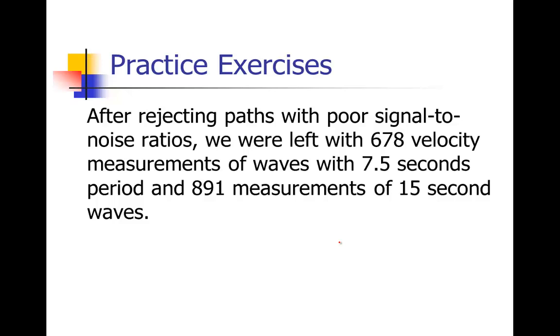So there's a few things we can get rid of here. After rejecting paths we were left with... Well, this might be one of those instances where we want to just get rid of the "we" altogether and just say what happened. It's a judgment call, but it makes for a somewhat long subject. I don't think it's bad if we just said "rejecting paths with poor signal to noise ratio left," right? You could just be really direct. The fact that you rejected them left a certain number of measurements.